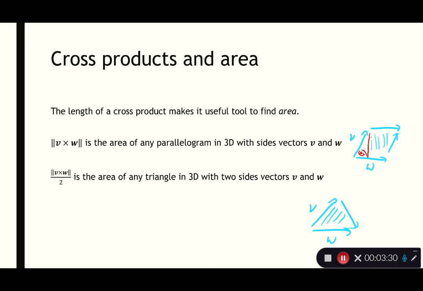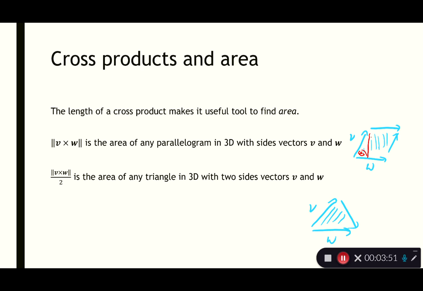Whereas on the other hand, if I want to know the area of a triangle, I find vectors that give me 2 of its sides, and then I can take the cross product and divide it by 2, because the triangle has half the area of the parallelogram. And so that makes it very handy for finding information about these shapes in 3D.